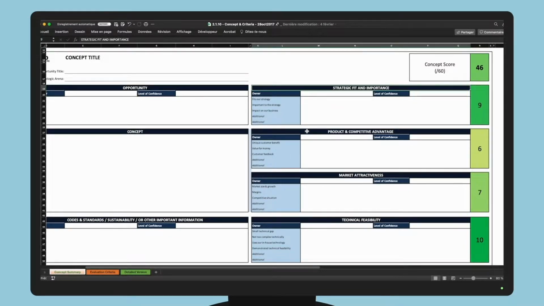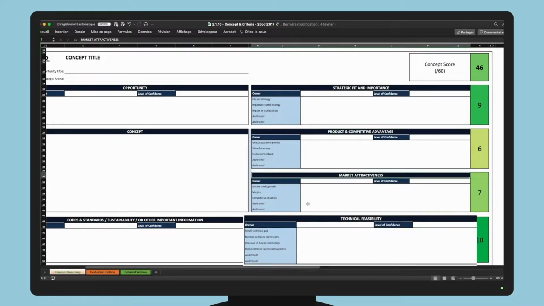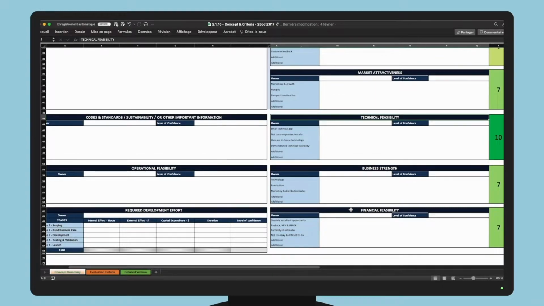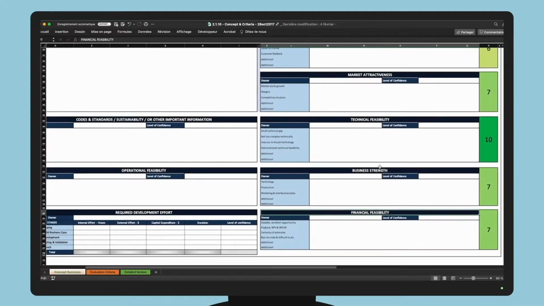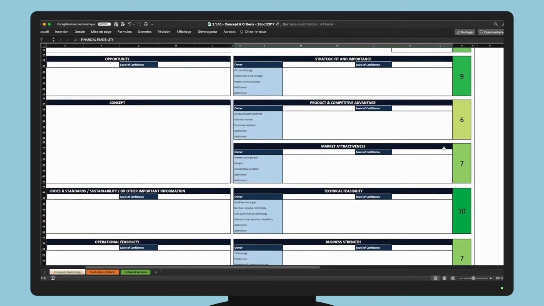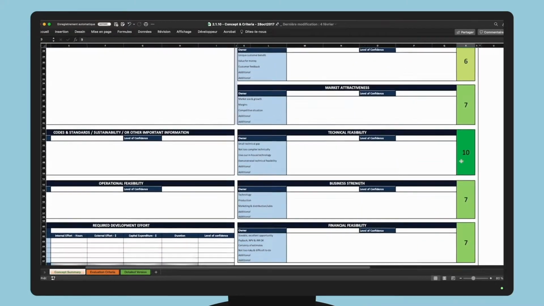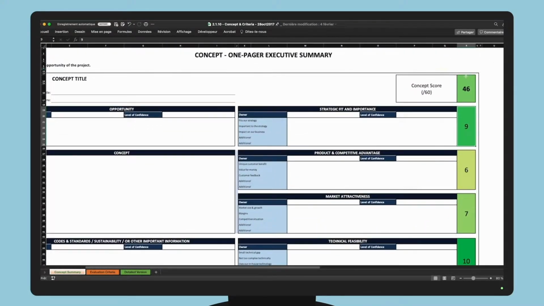Then, the market feasibility is split into 2 criteria. What would be the product and competitive advantage? What is the market attractiveness? How will the concept leverage business strengths? How was the technical feasibility validated? And what would be the financial reward versus the risk, which, when combined with the required development effort, represents the final feasibility. Furthermore, you can score the criteria on the right-hand side so that each concept will be scored on a 60-point scale, which will then help you prioritize your proposed concepts.